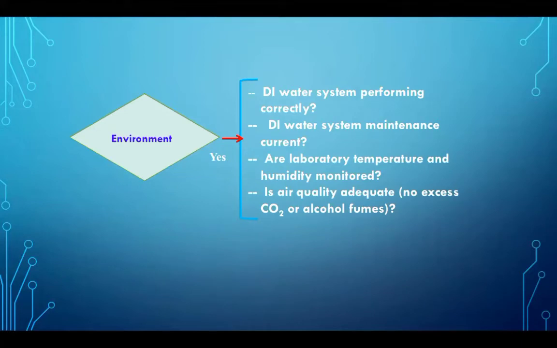Environmental conditions: temperature is maintained properly in the defined range. If you are saying you will maintain temperature between 20 to 23, you are following that, it is being maintained in that range and you are recording temperature. This is a requirement of your standard also, 15189. If you are going for accreditation, clause 5.2.6, you are checking pH and resistivity of deionized water. Everything is okay. Then air quality is okay. There is no excess CO2 or alcohol fumes.